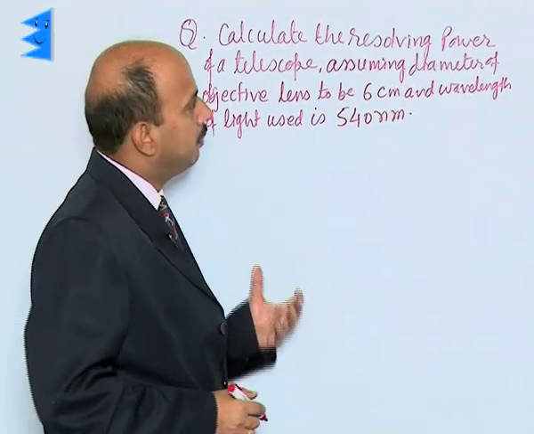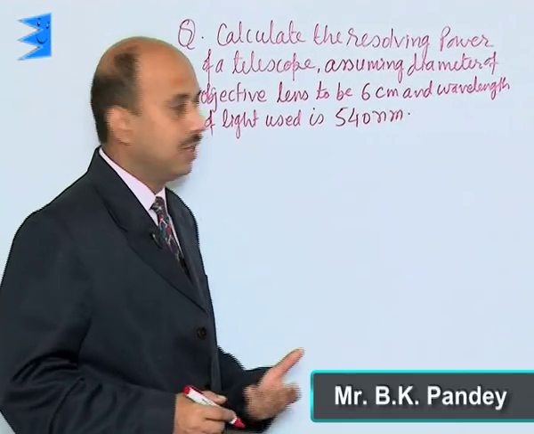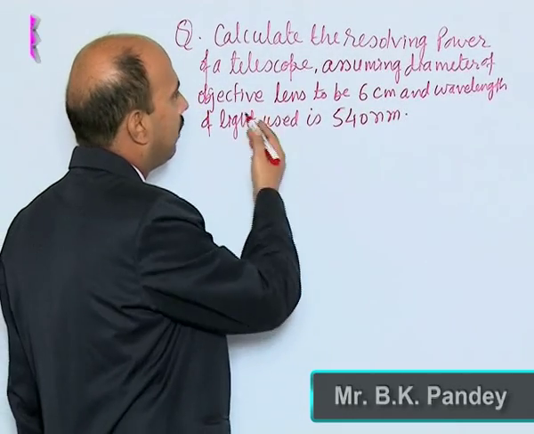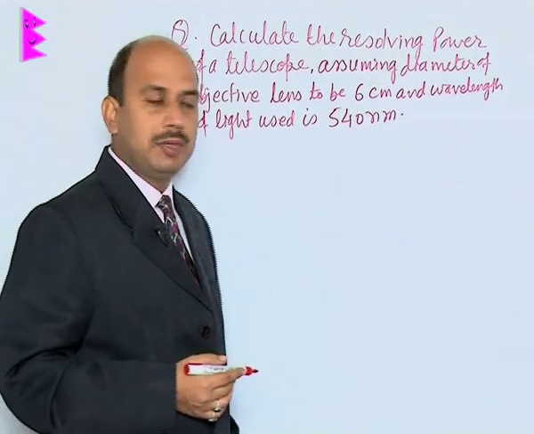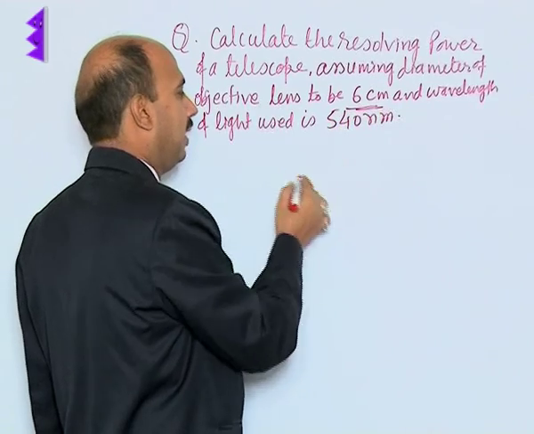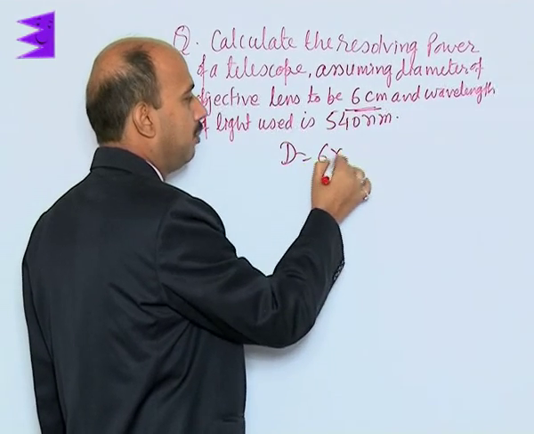Now see, this question is actually based on the resolving power of the telescope. Calculate the resolving power of a telescope assuming the diameter of the objective lens to be 6 centimeter. It means the diameter of the lens is given to you, that is 6 centimeter.